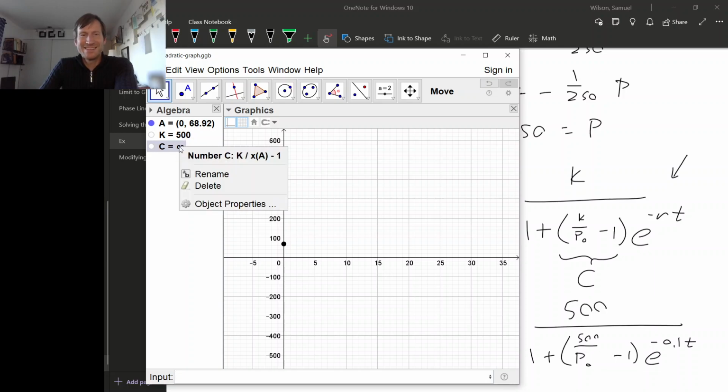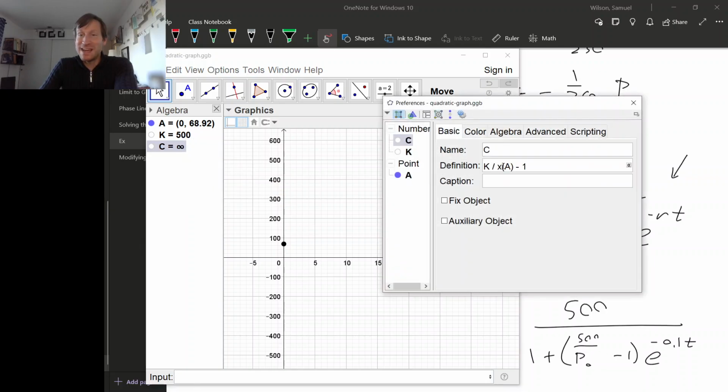Oh yes, I made a mistake. We don't want the x-coordinate of that point. We want the y-coordinate of that point. There we go.